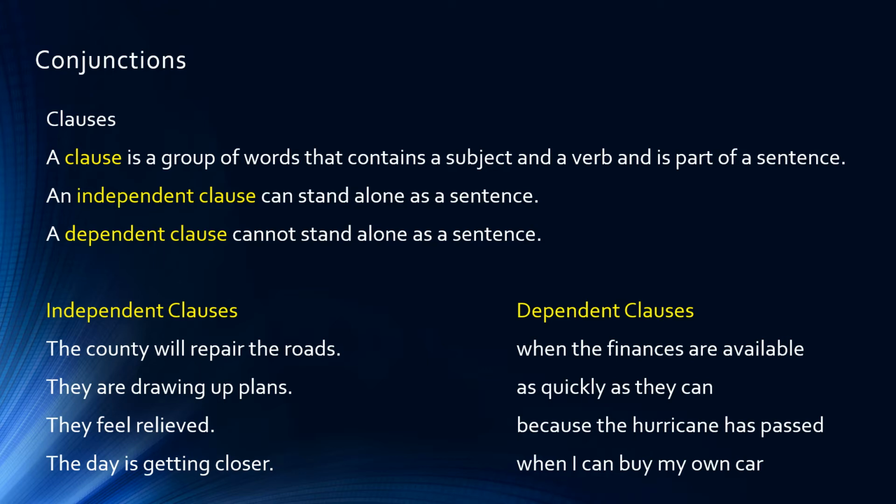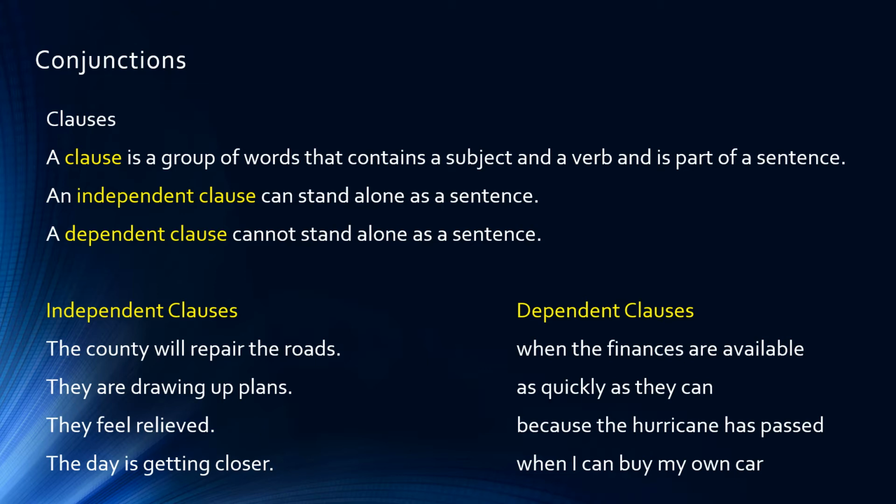Look at the third example of the dependent clauses. Because the hurricane has passed. Well, we've got a subject, hurricane, and we've got a verb, has passed, but it doesn't make full sense. It doesn't convey a full thought. But when we combine it with the independent clause to the left of it, they feel relieved because the hurricane has passed. Well, now we've got an independent clause and a dependent clause that make up one sentence, but we have one that can stand alone, they feel relieved, and one that cannot stand alone, because the hurricane has passed.